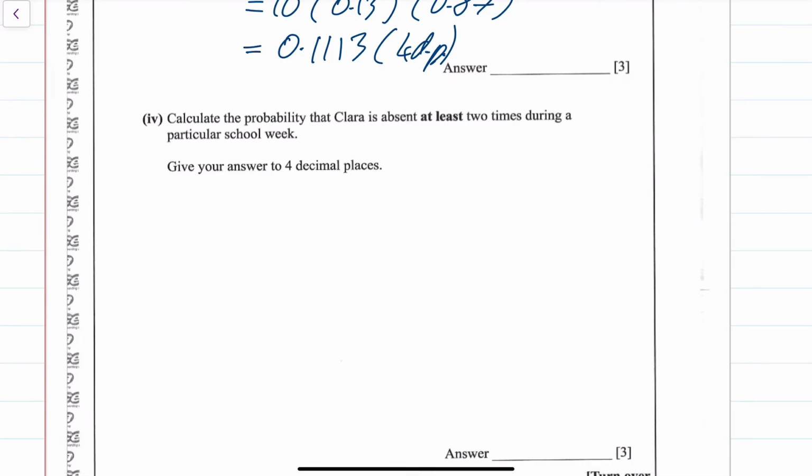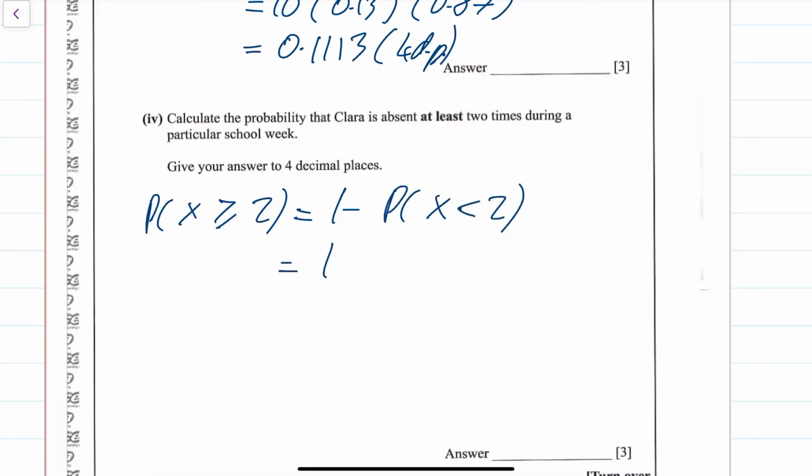Next one says, calculate the probability that Clara is absent at least 2 times. So that's she's absent 2 or more times. So that would be 2, 3, 4, or 5. That's a lot to do. It's also 1 minus the probability she's absent for less than 2 times. So that's 1 minus the probability x equals 0 or x equals 1. So only two things to do.